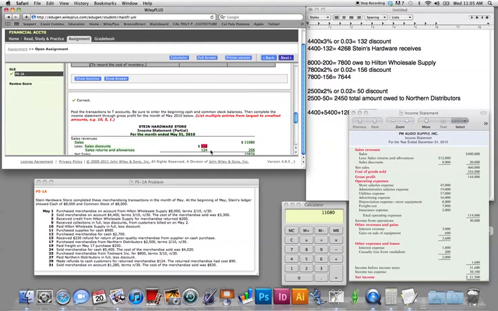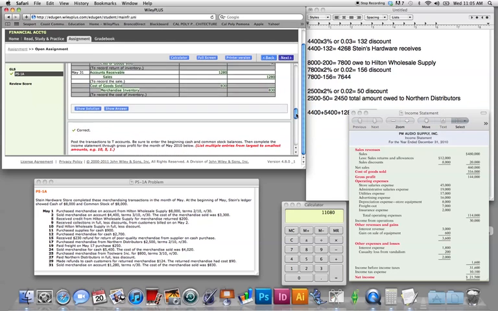Sales discounts would be first because they were more than sales returns and allowances. Just like this note said, we have to list them from largest to smallest. So we have our largest, which was our sales discounts, over our sales returns and allowances. And I'll show you how to get the sales discounts and sales returns and allowances.